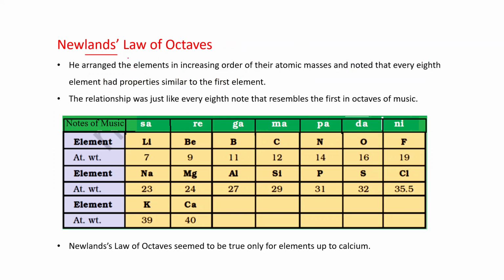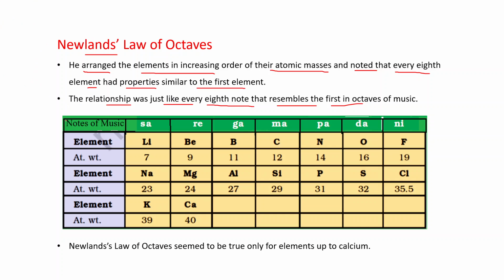Newlands' Law of Octaves. Newlands arranged the elements in increasing order of their atomic masses and noted that every 8th element had properties similar to the first element. The relationship was just like every 8th note that resembles the first in octaves of music.